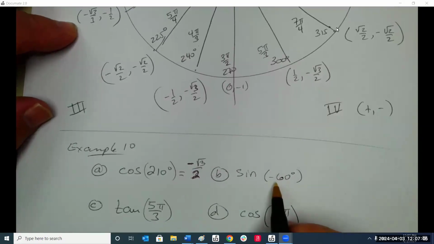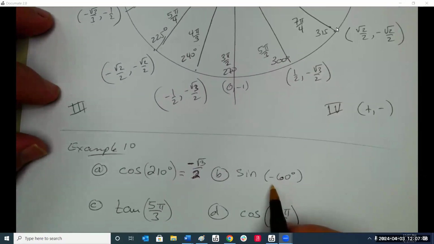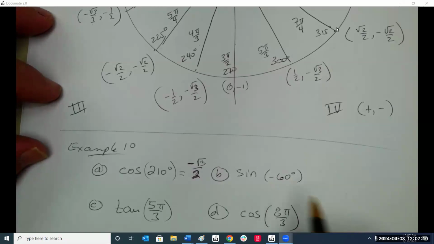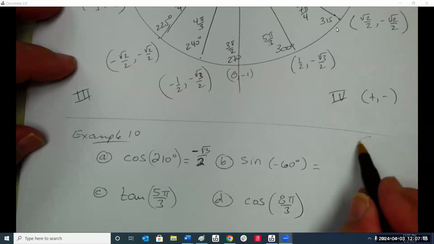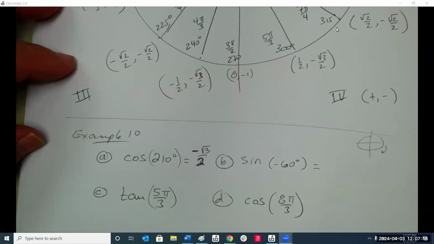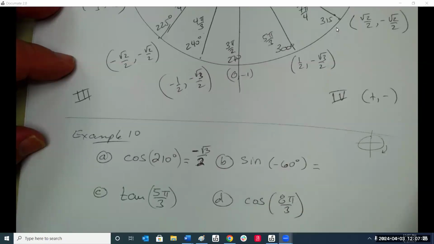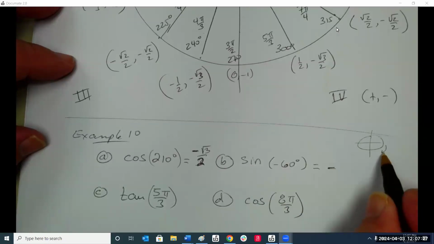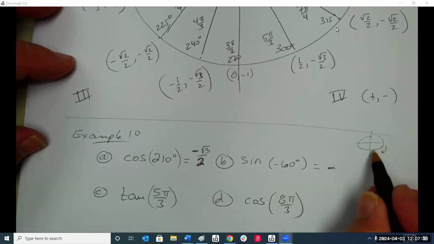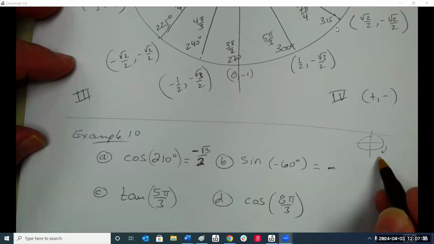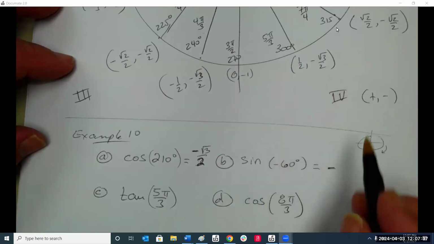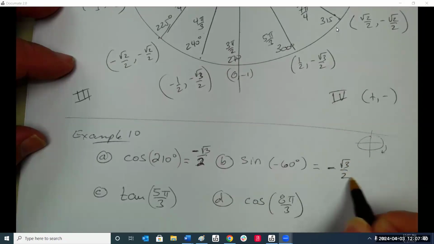Sine of negative 60. Is it going to be positive or negative? Remember, negative 60 goes down clockwise. Is the sine the X or Y axis? So is it positive or negative? Negative, which is in the fourth quadrant. So we go down 60 degrees. So 360 minus 60 gives us 300. So the sine is going to be negative radical 3 over 2.